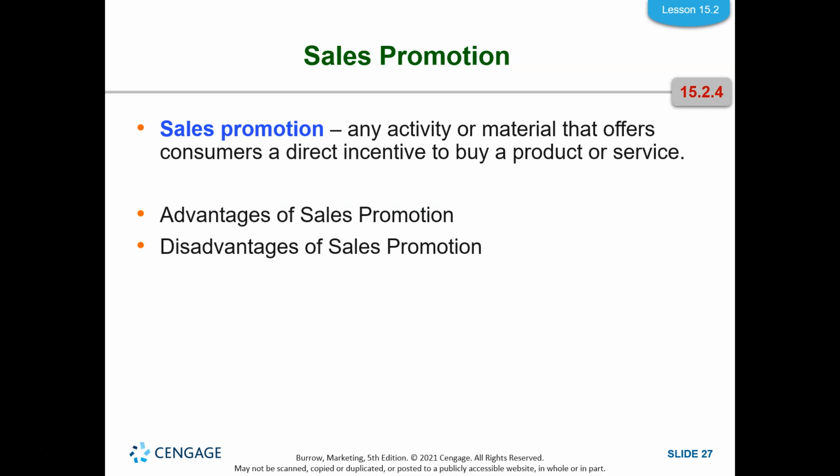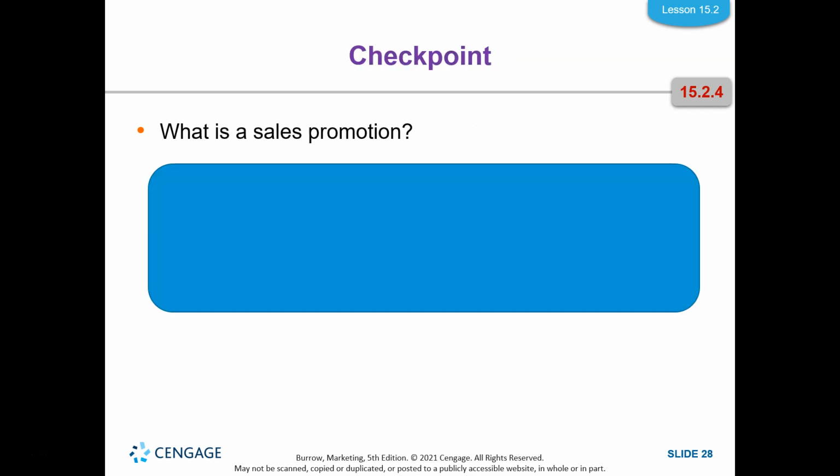So the definition of sales promotion is this: any activity or material that offers consumers a direct incentive to buy a product or service. So again, there are advantages and disadvantages of using sales promotions. Those will be discussed in detail on pages 431 and part of page 432. And so the checkpoint question is this: what is a sales promotion? I will pause now so that you can access that information in the textbook.